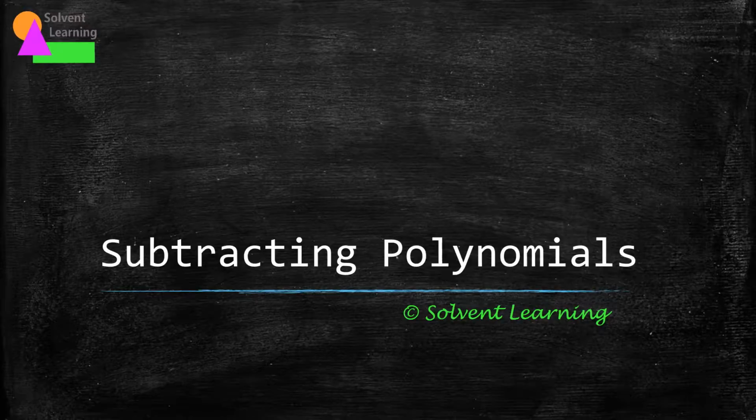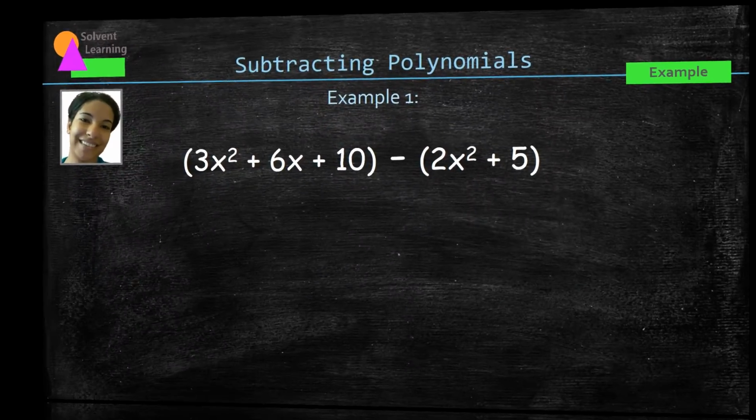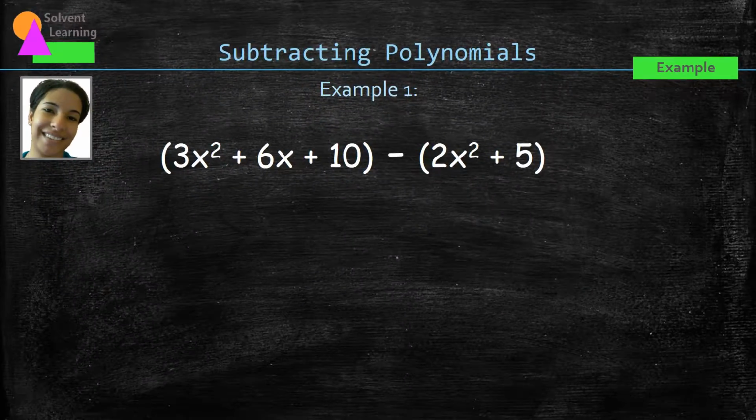Subtracting polynomials. Here's our first example. We have a trinomial in the first set of parentheses, and we know that it's a trinomial because it has three terms. And in the second set of parentheses, we have a binomial. There are two terms there. And we know that we need to subtract them because we have a subtraction sign in between them.